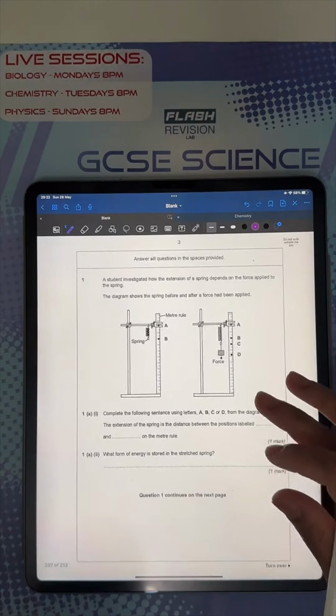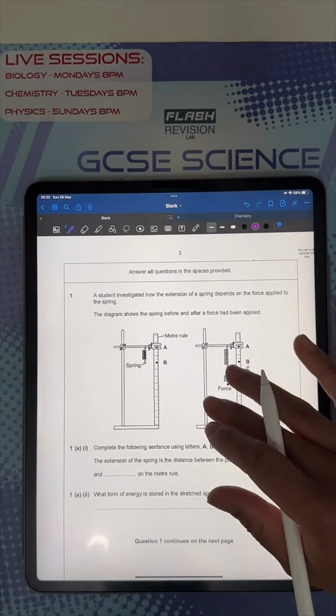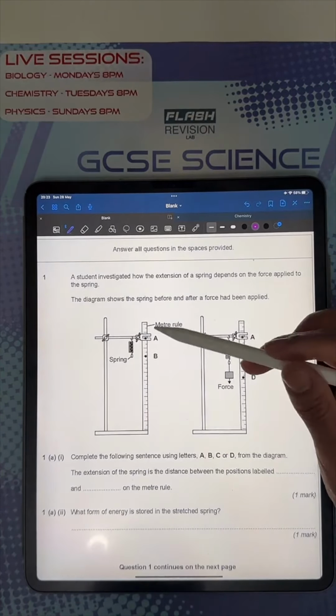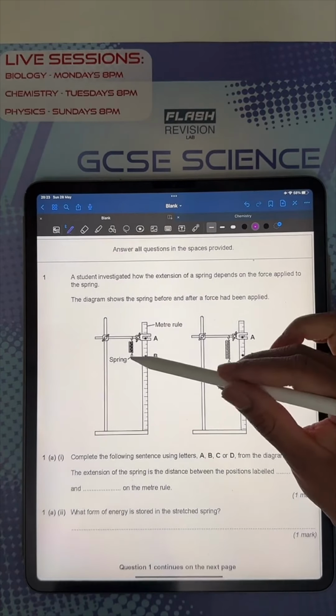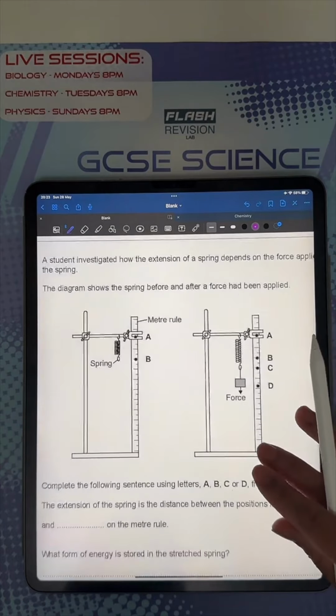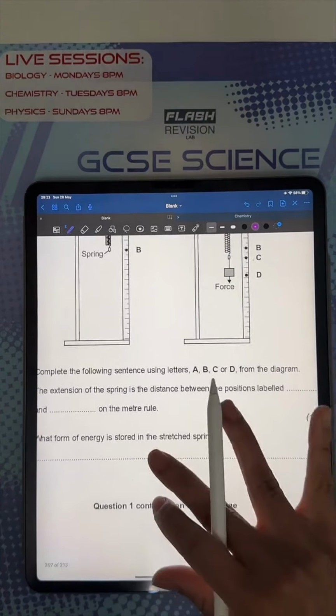Okay, next one. So we got a question here on springs. So we got a student hanging a spring off a clamp, and then you hang a mass on it. So this is the spring without anything on it. Let me zoom in a bit more. That's how it looks. And then after a mass has been added onto it, the spring stretches downwards and increases the length of the spring itself, basically.